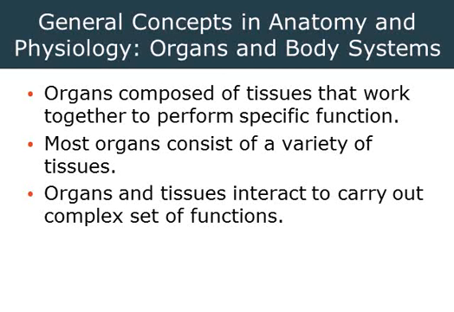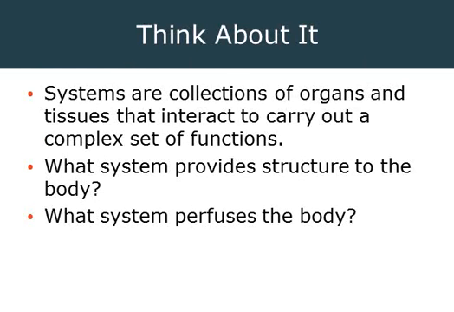And then organs will work together to become a system. And like I said, most organs consist of a variety of tissues. And then these organs and tissues carry out a very complex set of functions. Okay, so systems are collections of organs and tissues that interact to do this. What systems provide structure to the body?